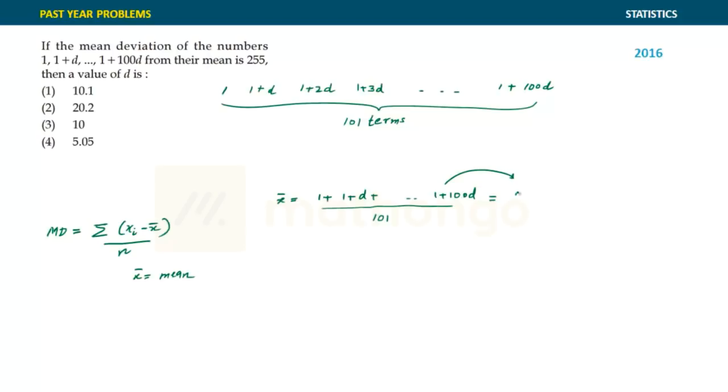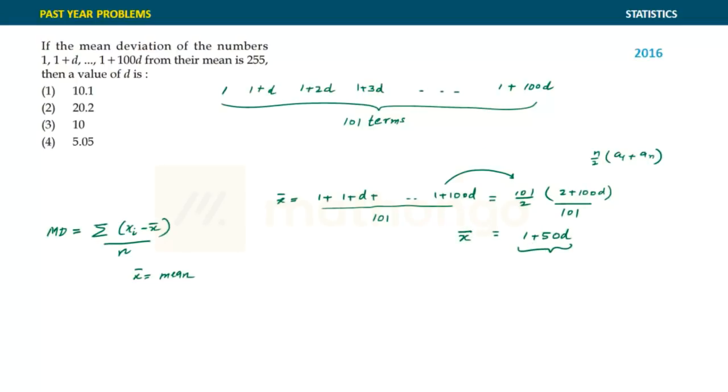The sum of an AP can be written as n by 2 into 2a plus n minus 1 d, or the formula that I am using is n by 2 into a1 plus an. Remember the sum of AP. So this comes out to be 101 by 2 into 2 plus 100d, and there is also 101 in the denominator, so this completely reduces to 1 plus 50d. This is your value of the mean, x bar.